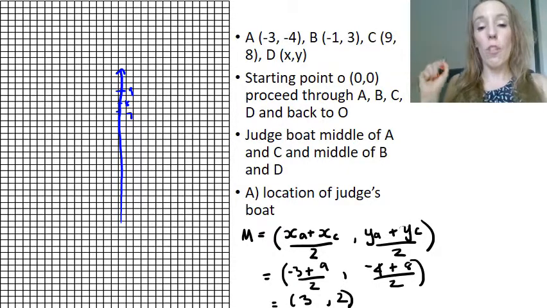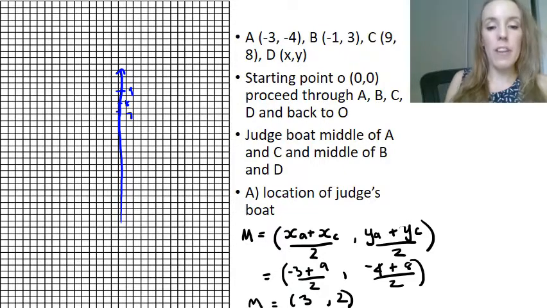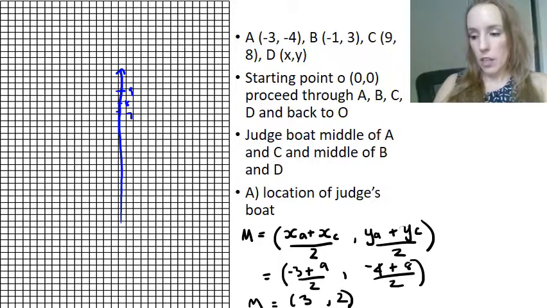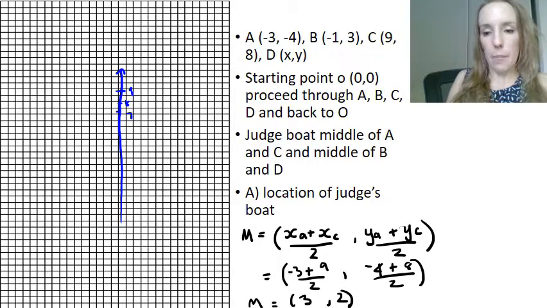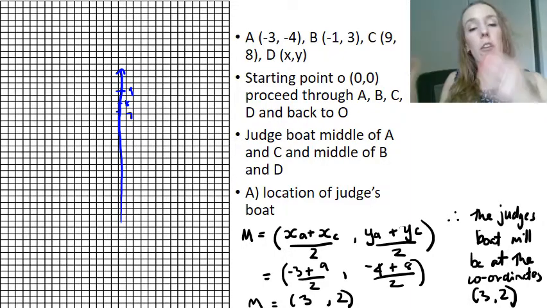So therefore we know that the judge's boat is going to be the middle of those 2 points. So it's going to be at the coordinates 3, 2. So that will be its location. So you'd answer that in words. So therefore, the judge's boat will be at the coordinates 3, 2. Okay, so we know where our judge's boat is.